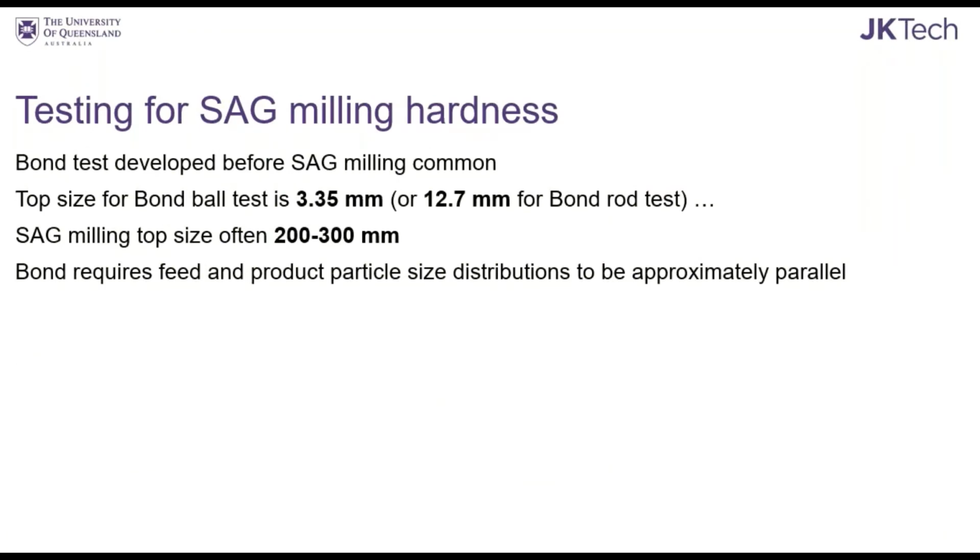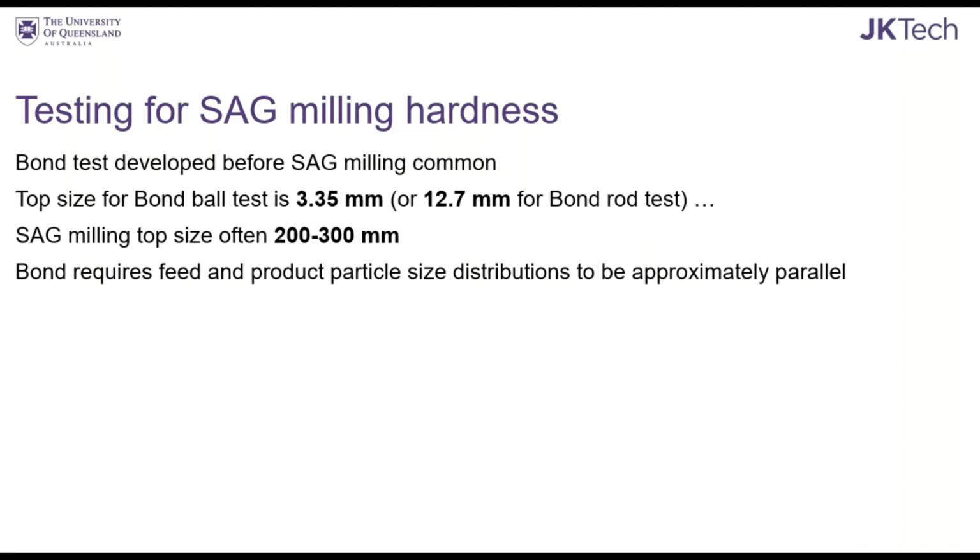But what do we do for AG and SAG mills? It's not recommended to use the Bond method per se for designing and optimizing SAG mills. A couple of reasons: Bond developed these tests before the age of autogenous milling. And as I've stated before, the Bond ball mill test is conducted at 100% passing 3.35 millimeters. That's very small, and as we know, SAG and AG mills take top sizes that can sometimes be over 300 millimeters.